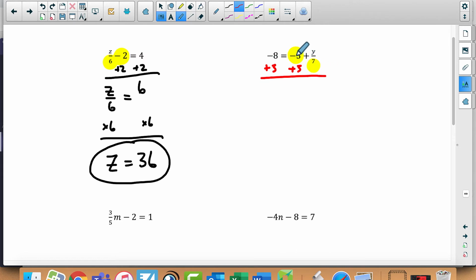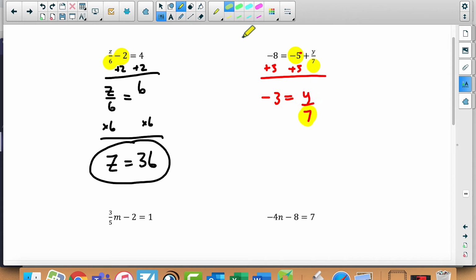So on this side, negative 8 plus positive 5. Do you have more negatives or positives? Negative. How many more you got? 3. Equals negative 3. The 5's are gone, the negative 5 and the plus 5, and you're left with y over 7. Okay, that means y divided by 7.